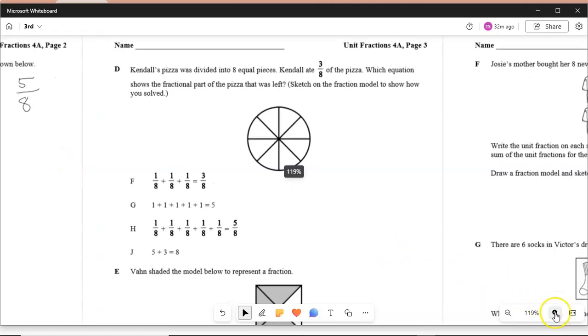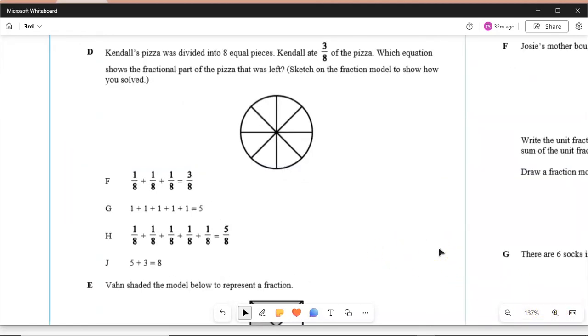And we'll zoom in on it a little bit. Okay, follow along as I read. It says, Kendall's pizza was divided into 8 equal pieces. Kendall ate 3/8 of the pizza. Which equation shows the fractional part of the pizza that was left? And it says, sketch on the fraction model to show how you solve. Okay, I'm going to pick out something that looks important to me there. Okay, it's asking about the part that is left. The part that is left.